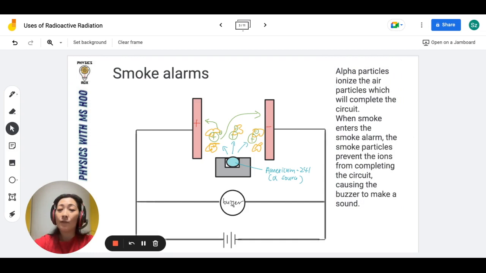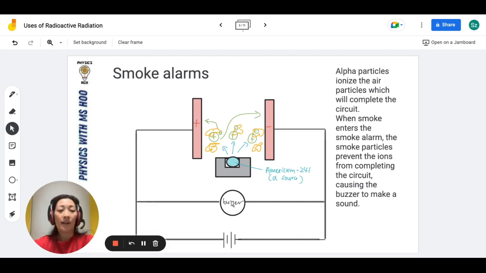So why is it safe to use a radioactive material in general public? Because if you recall the nature of alpha particles, alpha, for one, doesn't travel very far. It only travels a few centimeters in air and also is easily stopped. So something as thin as a piece of paper can already stop alpha from traveling.